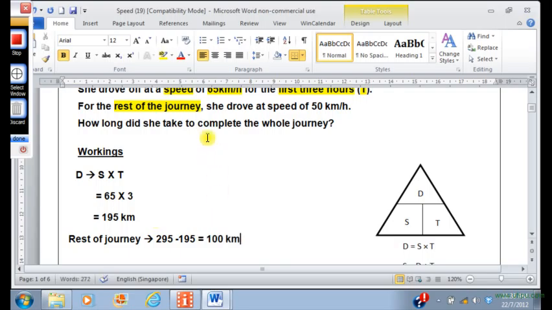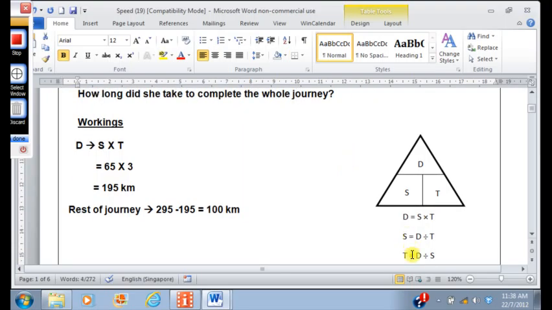For the rest of the journey, she drove at a speed of 50 kilometers per hour. We have distance here, we have speed here. That means we can use to find our time, which is time equals distance divided by speed. So how long did she take for the rest of the journey?